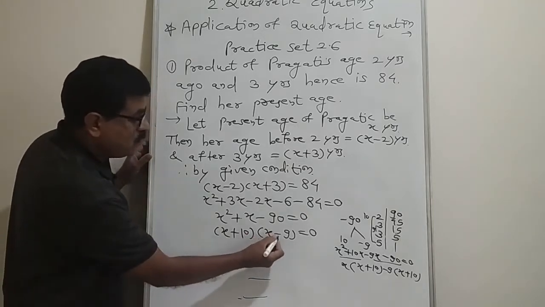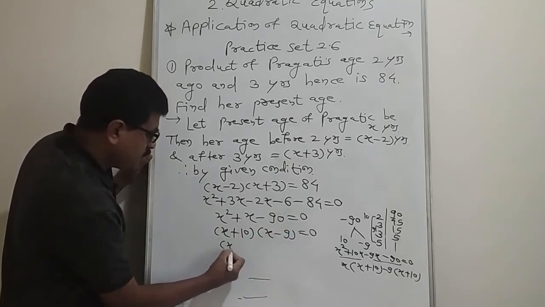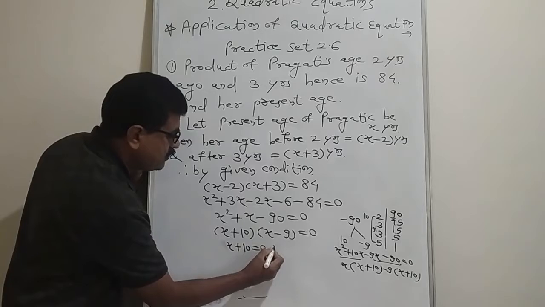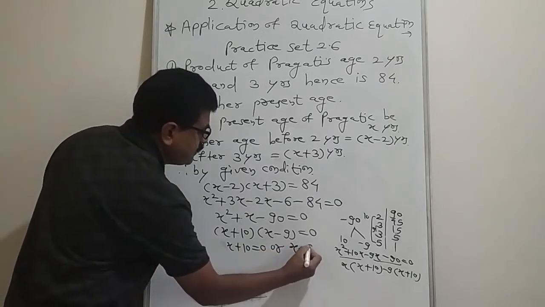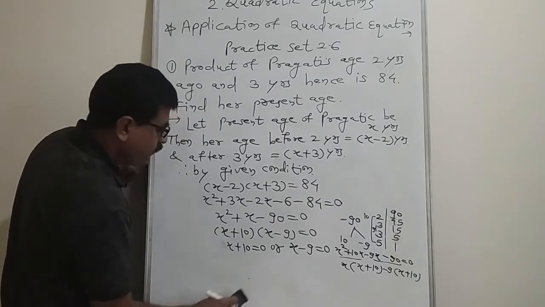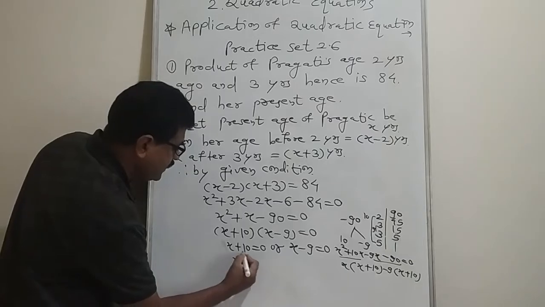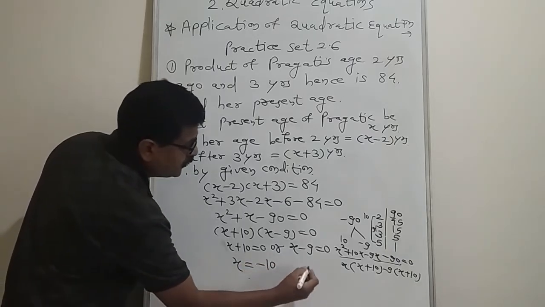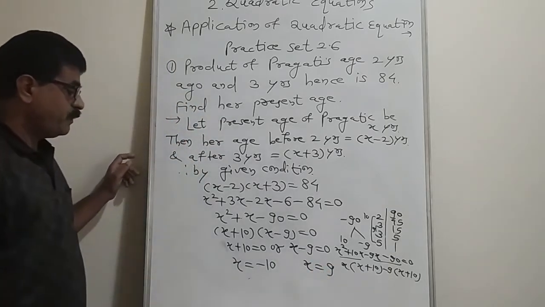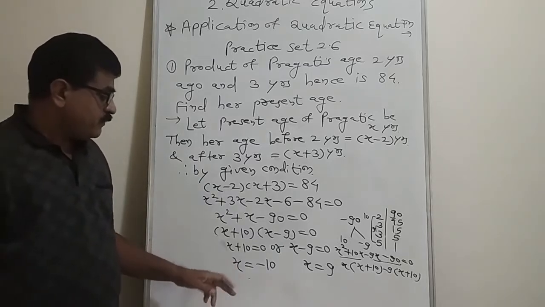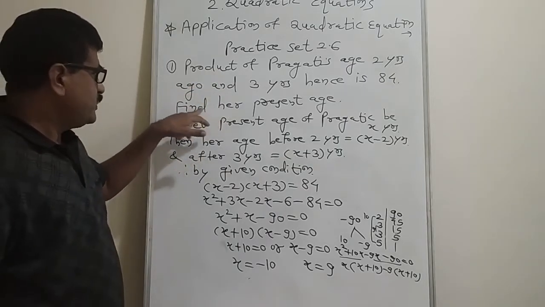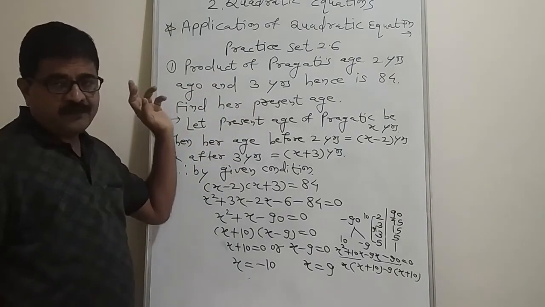Now product of two numbers equal to 0. If first number equal to 0, that is x plus 10 equal to 0, or second number equal to 0, that is x minus 9 equal to 0. Therefore values of x are: x is equal to plus 10 becomes minus 10, or x is equal to minus 9 becomes plus 9. Now here value of x is minus 10. We consider here x is the present age of Pragati.